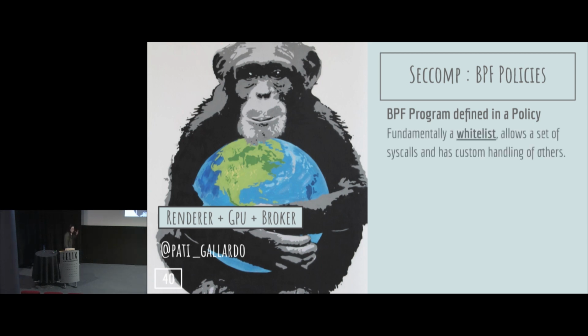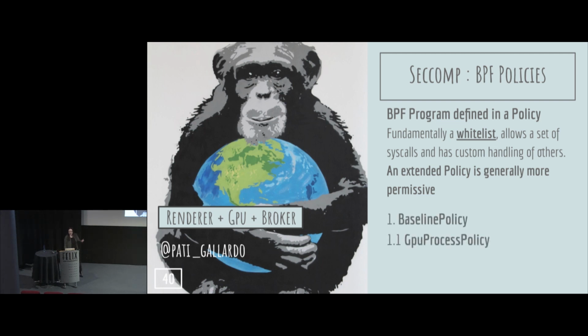And the fact that it is a whitelist is relevant, because if you have an extended policy, if you take this class and you subclass it, then you are adding stuff that is allowed. You are extending the policy, making more things allowed. So the further down you go, the more permissive it is. You have the baseline policy, which has a child class called GPU process policy. That one has a GPU broker process policy. So the GPU process is more restrictive than the GPU broker process. And then you have the renderer process policy, which is separate.